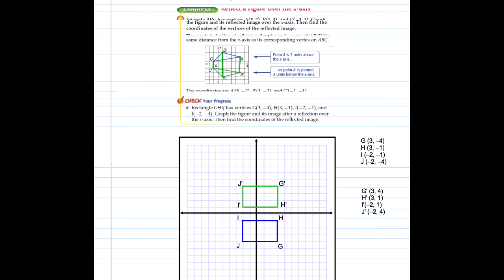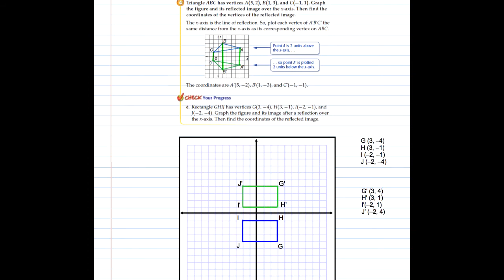What I've done here is I've graphed rectangle GHIJ. These are the coordinates of that right here. And then I've reflected it. Notice that I and I prime have moved only vertically. Same with H and H prime, G and G prime, J and J prime. Now, you can see it more clearly when you go to the ordered pairs. Notice here that all of the x values remain the same. What's different is the y values have become the opposite of the previous y values.